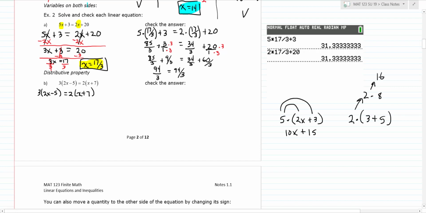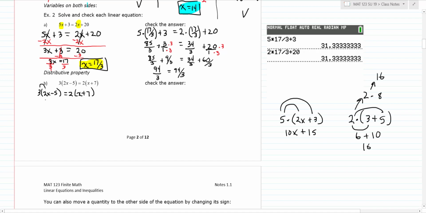Okay, that's what that is. That's the answer to the problem, but it works if you do this. 2 times 3 is 6, 2 times 5 is 10, and then add them together and you get 16. So it works. Okay, the distributive property is something that you have to do in this problem to start off with. So we start this way.